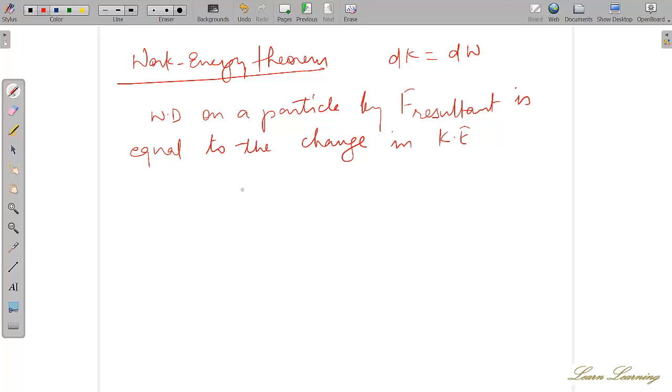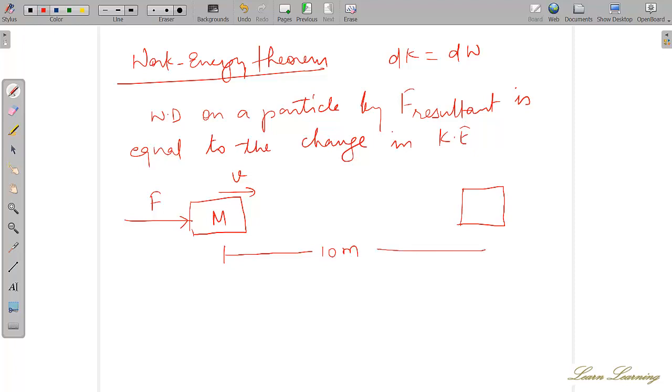Now let's solve a question. What I want you to solve is, let's say there is a body of mass m. There is a constant force F acting here. Let's say at a point when this was moving at a speed v, it has traveled for 10 meters, and I want you to solve what is the velocity v2. Let's say we'll give you numbers also.